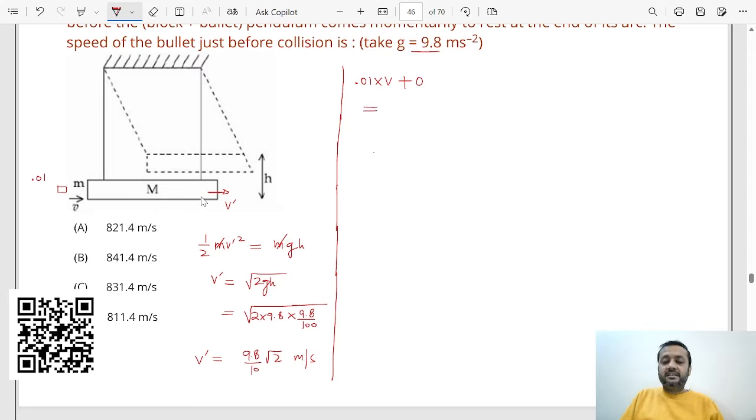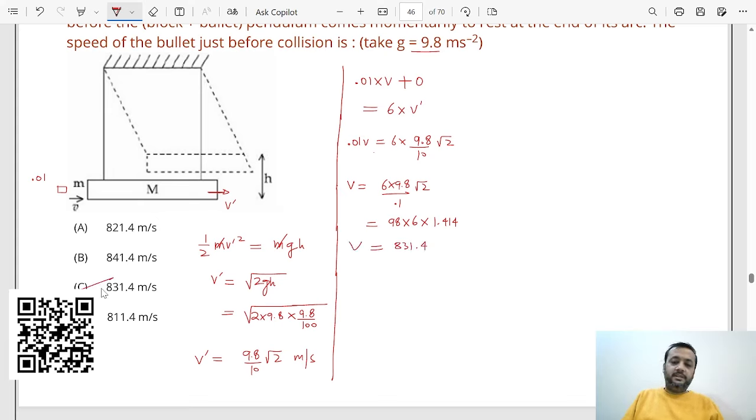the momentum of the entire system just after the collision. So the entire system was of mass 6 kg, and the velocity of the entire system just after the collision is v dash. So from here you can see that 0.01 v will be equal to 6 into 9.8 divided by 10 into root 2. That means v will become, you can bring 0.01 down, so 6 into 9.8 divided by 0.1 into root 2. That means this will become 98 into 6 into 1.414, and this value will be nearly 831.4 approximately. So option C will be the correct answer for this question.